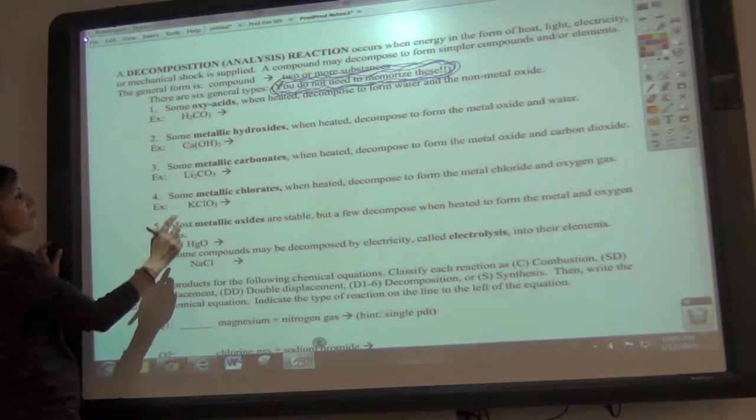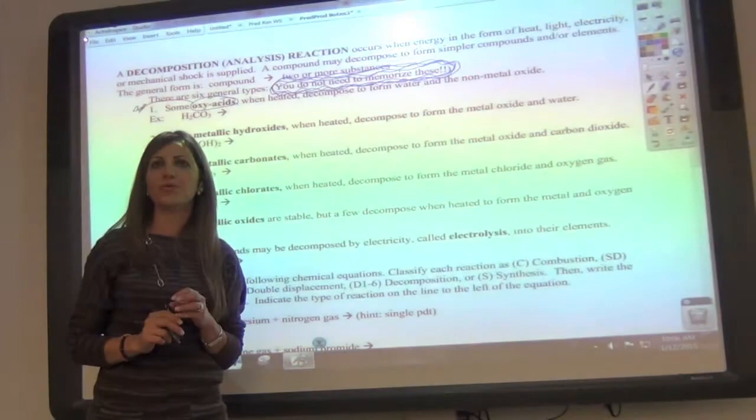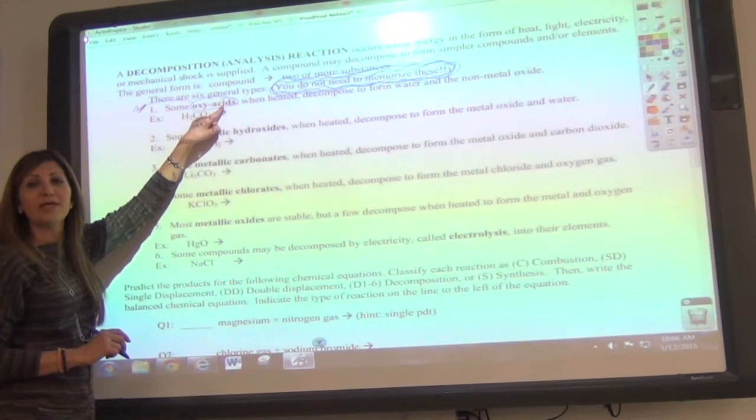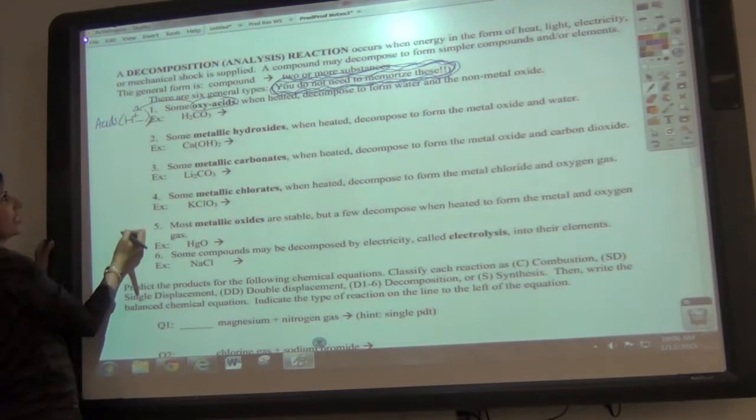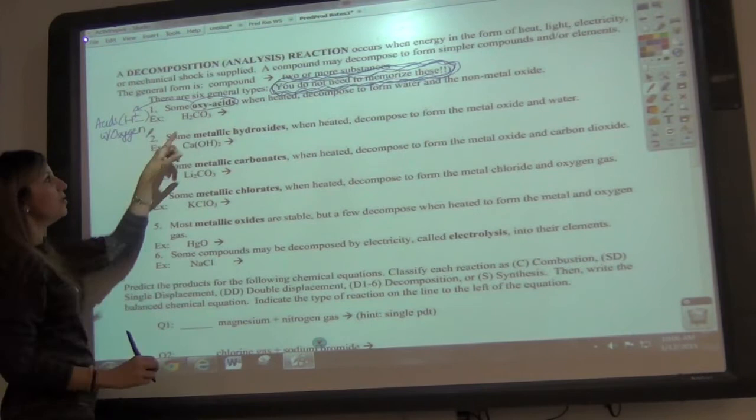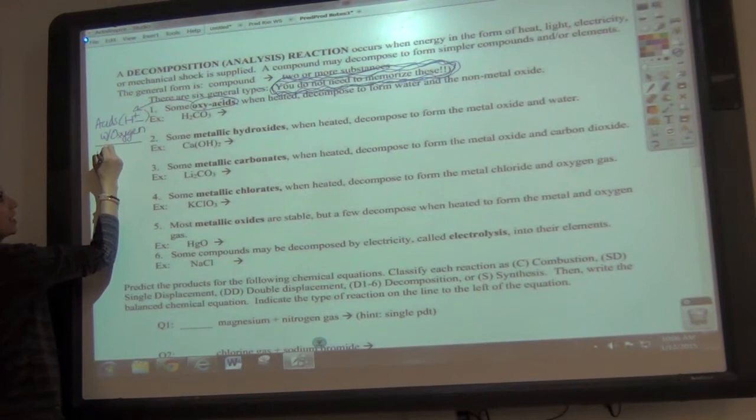Oxy acid. Let's break it apart. What is oxy referring to? What do you think? Oxygen. And what's an acid? An acid is a compound that starts with hydrogen. So these are acids, meaning that they start with H plus, so it's like H something, with oxygen. For example, carbonic acid would be an oxy acid. So another example of an oxy acid might be like sulfurous acid, H2SO3, or H2SO4.